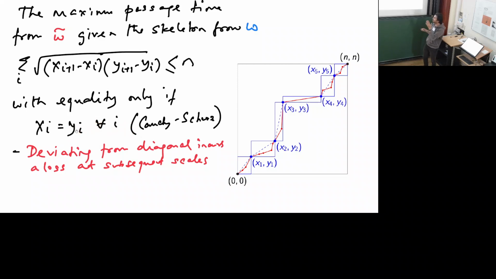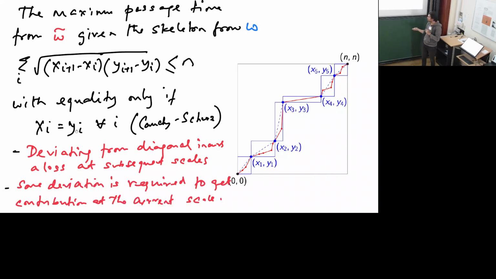However, if you keep your xi's and yi's very close to the diagonal, then obviously you will not pick up too many Poisson points, because Poisson points also have some entropy, they're not going to be very close to the diagonal. So some deviation is required to get contribution from the current scale, right? If I deviate too much, I lose in the next scale. If I don't deviate much, I don't pick up too much in the current scale. So there is some trade-off happening.